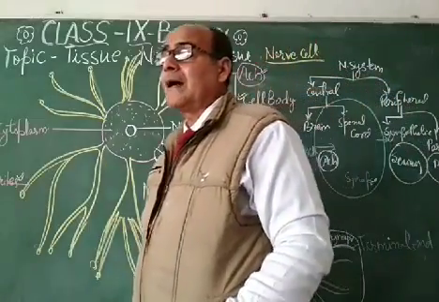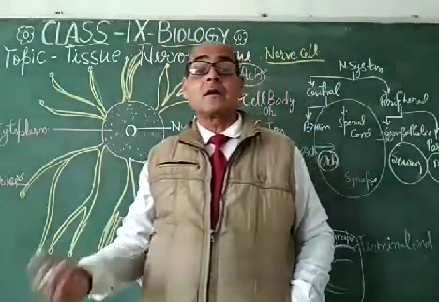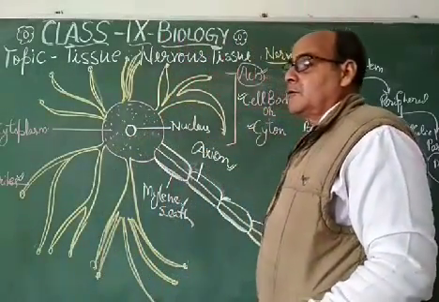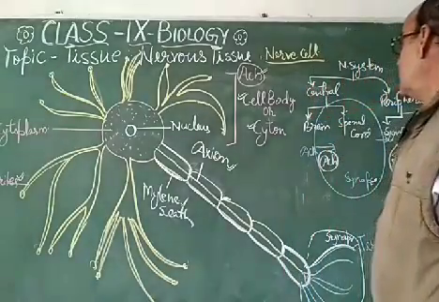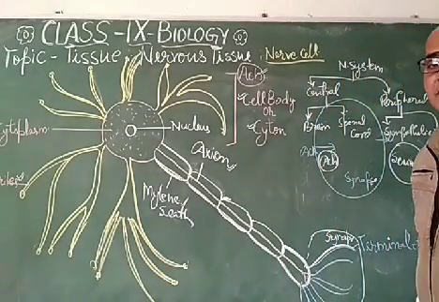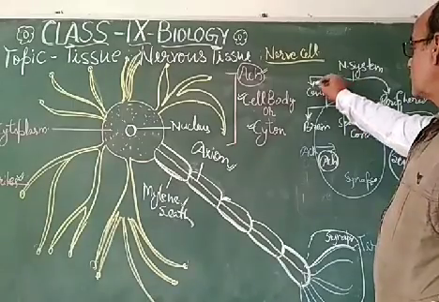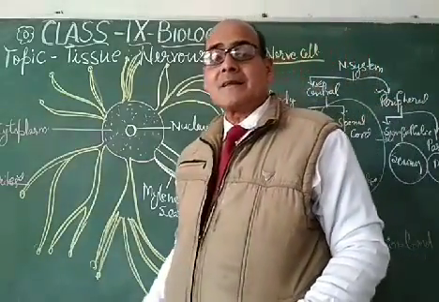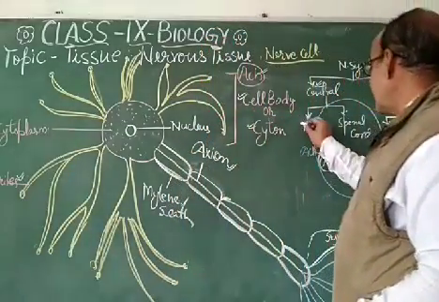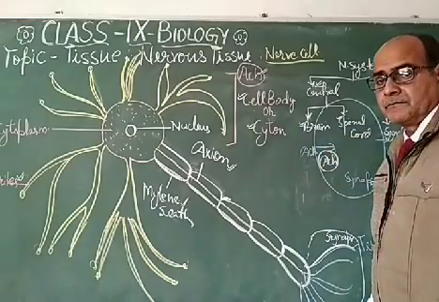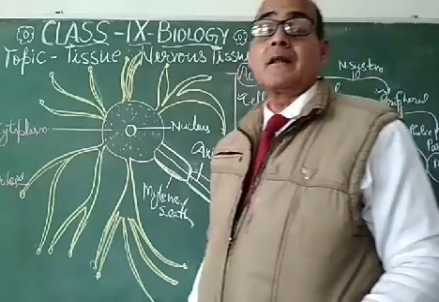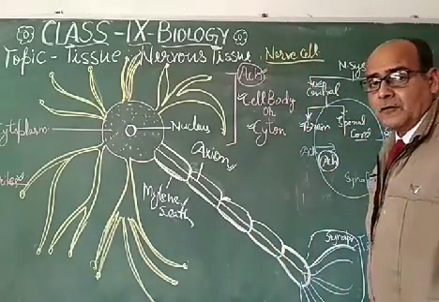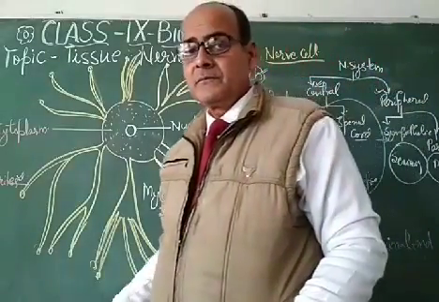Which part participates in the control and coordination of the body? Dear students, the nervous system participates in the control and coordination of the body. Nervous system is classified into two groups: central nervous system and peripheral nervous system. What are the parts of the central nervous system? The brain and spinal cord are the two parts of the central nervous system. Where does brain occur? Brain occurs in the skull. Where does spinal cord exist? Spinal cord is formed inside the vertebral column of the human.